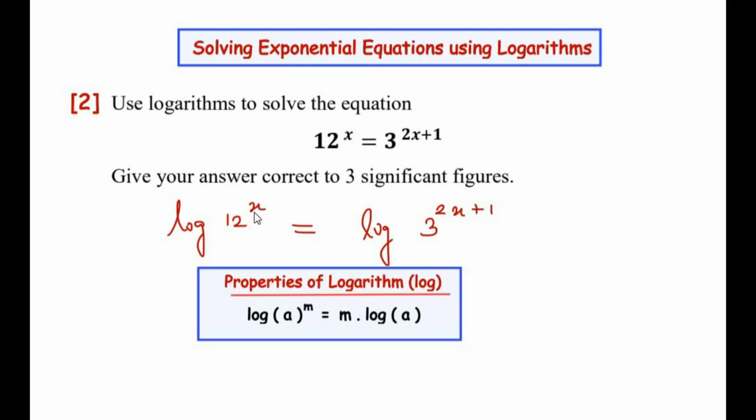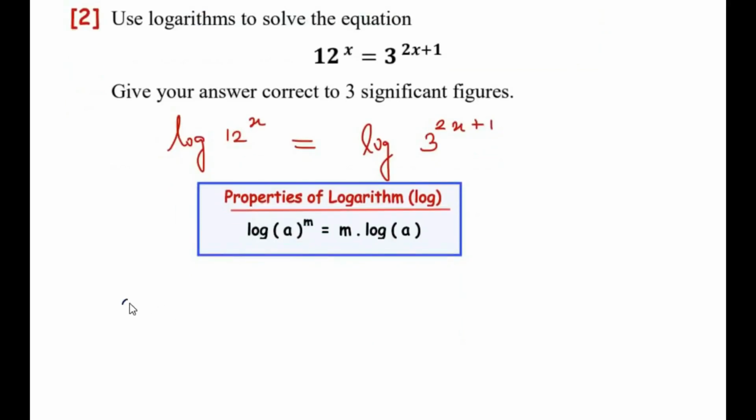Here x is a power, so x jumps out of the log and it multiplies with log 12. So we can write here x times log 12 is equal to, now on the right hand side we are going to do the same. 2x plus 1 is a power, so it jumps out and multiplies with log 3. So we are going to write here 2x plus 1 multiplied with log 3.